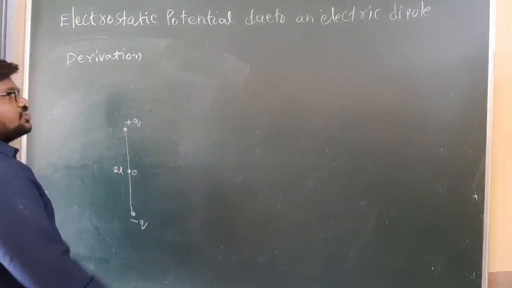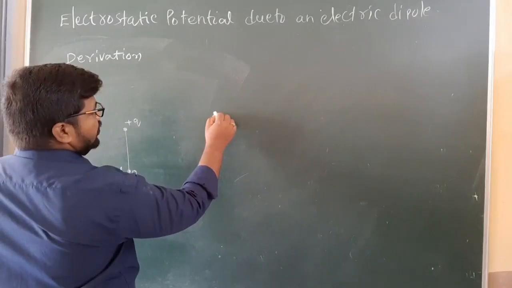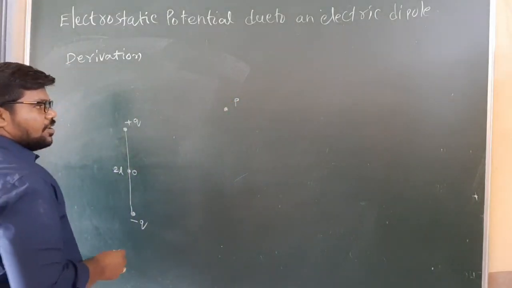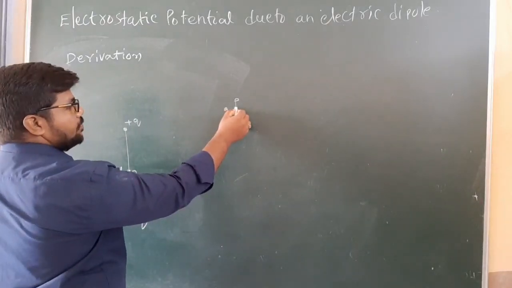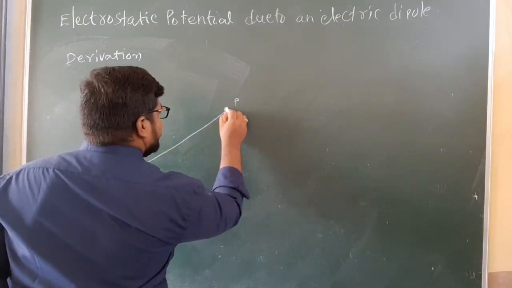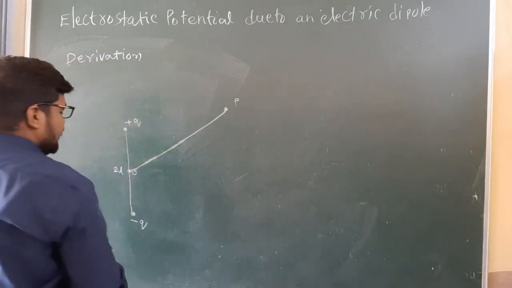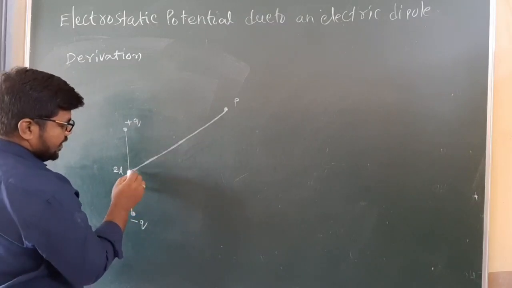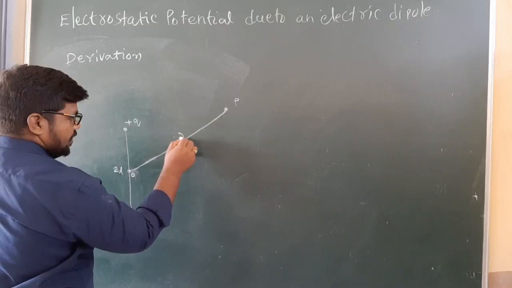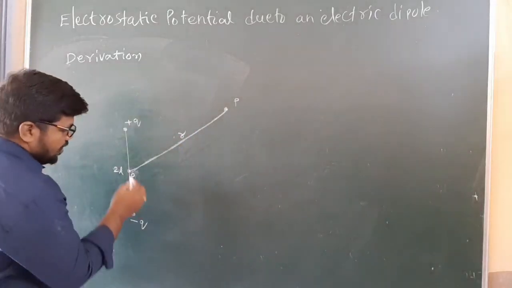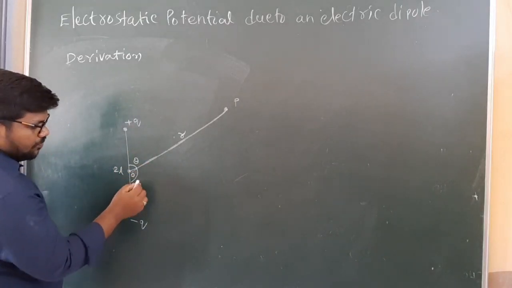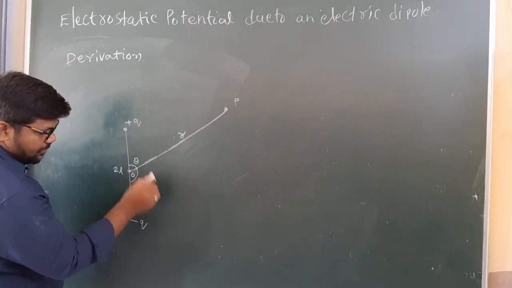So consider a test charge, it is denoted P. Consider test charge P at a distance from the center of the dipole. It's clear, my dear children? The distance between the center of the dipole and point P, the test charge, is denoted r. Here some angle is made, that is denoted theta. Here we know that 180 degrees minus theta.